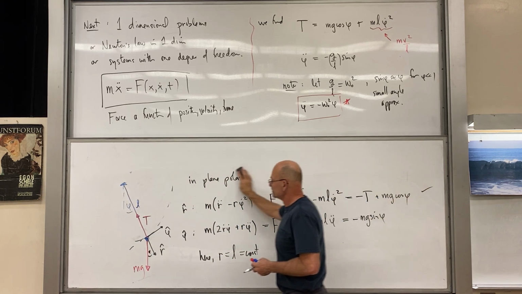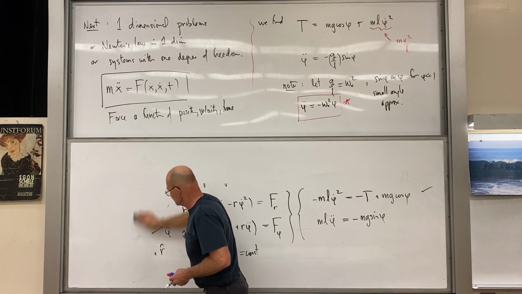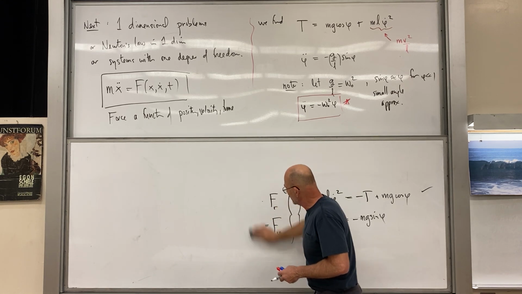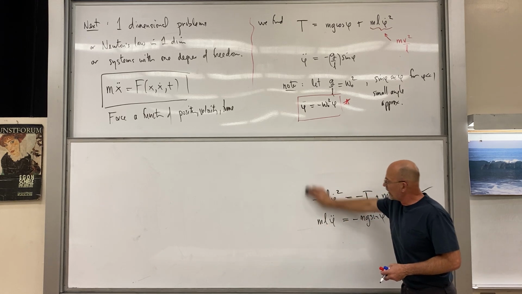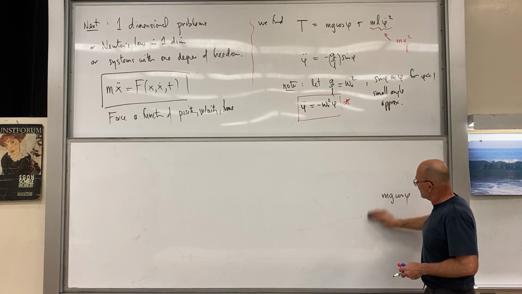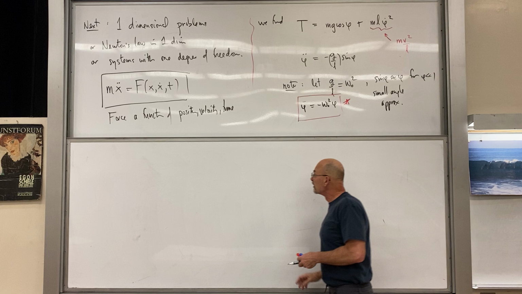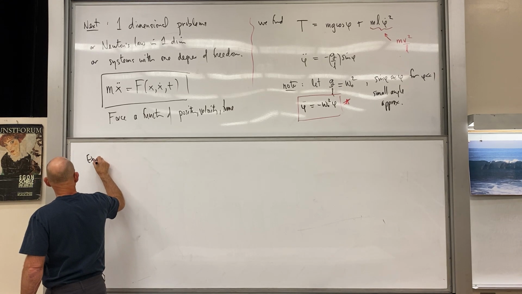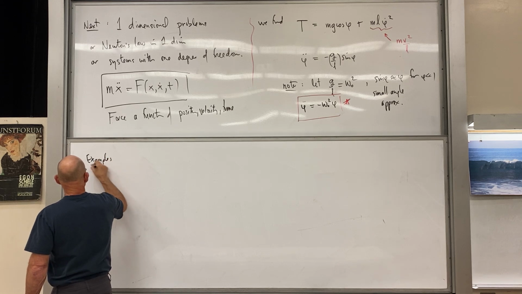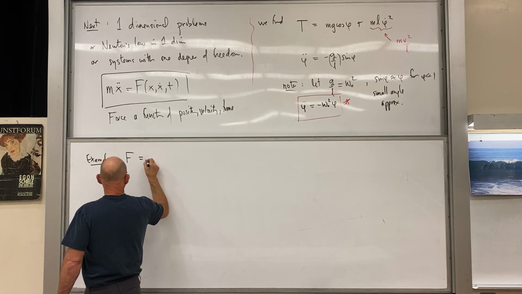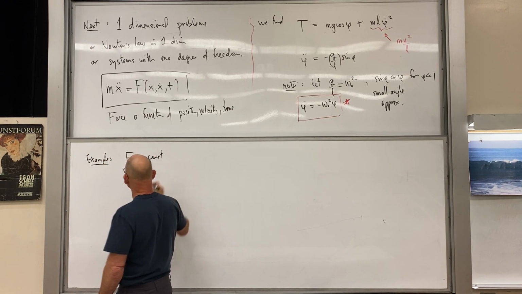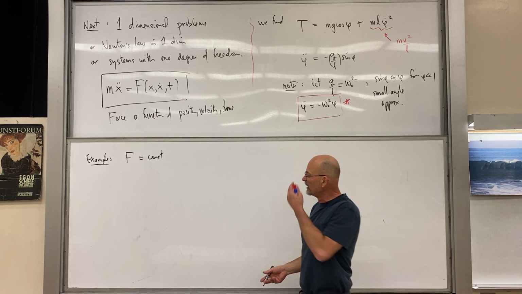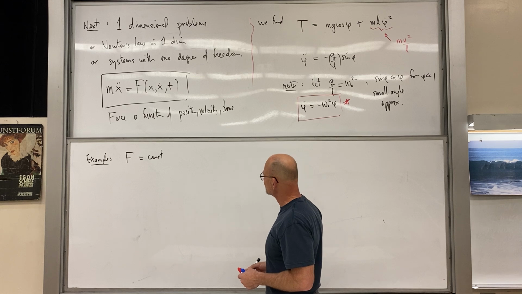And in fact, the first example is one that we've already done. We'll just put it in here. That is when the force is equal to a constant. So examples, F is a constant. So that's, for example, the free fall problem that we've talked about.